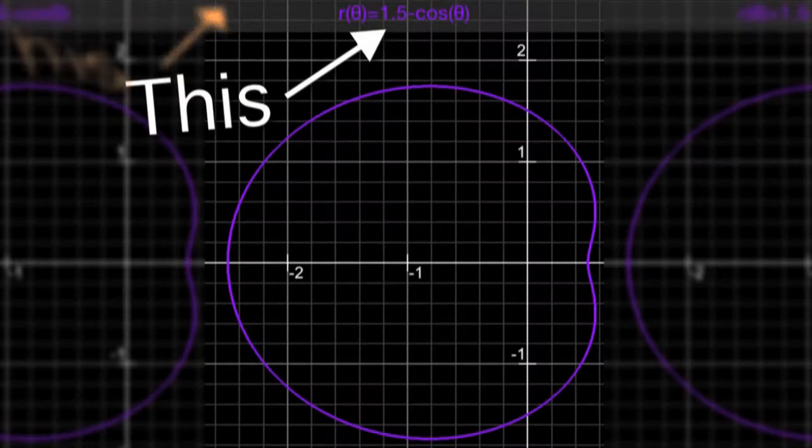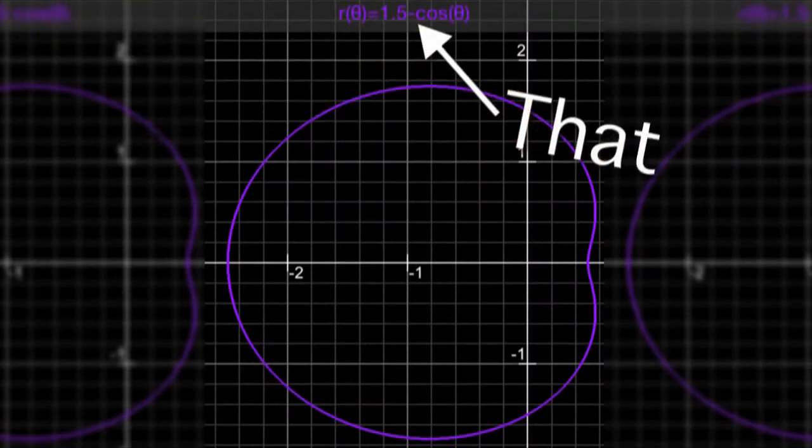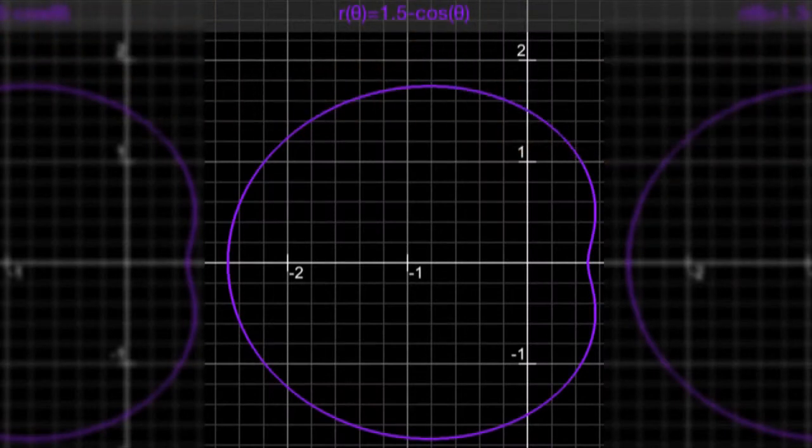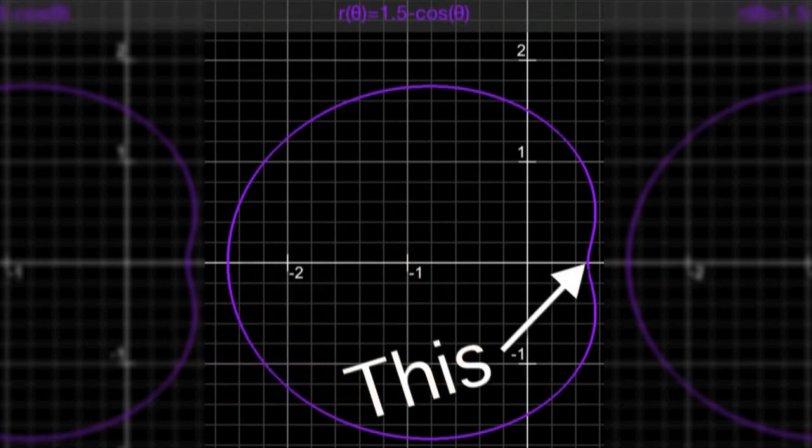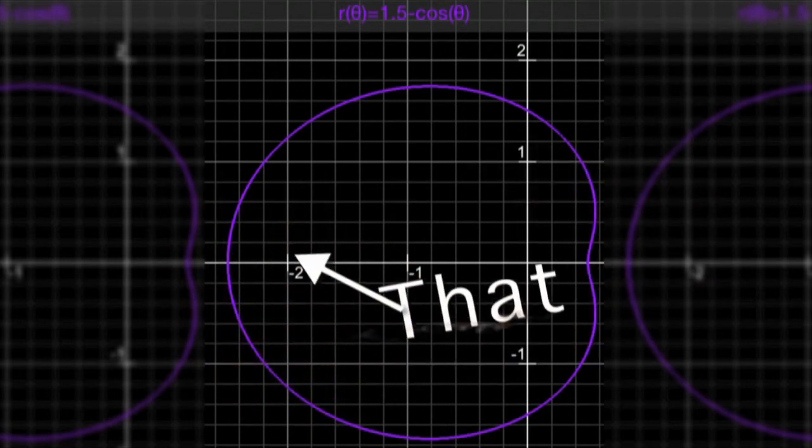Dink! 1.5 minus cosine theta is also a cardioid, but this time the constant isn't bigger than the coefficient, so it never actually reaches 0, but you do get that kink when the cosine is 0, and you do get that multiple when it's pi.